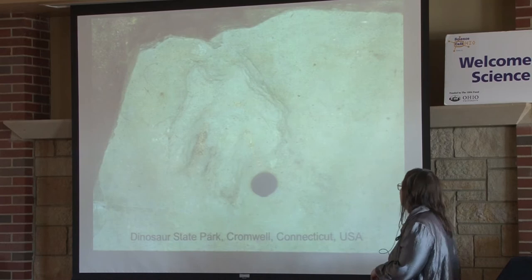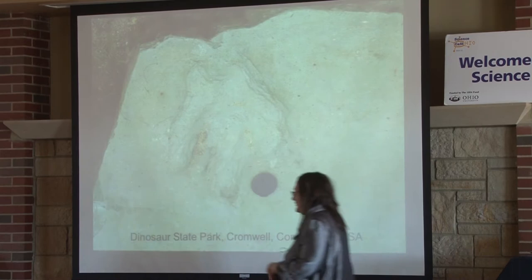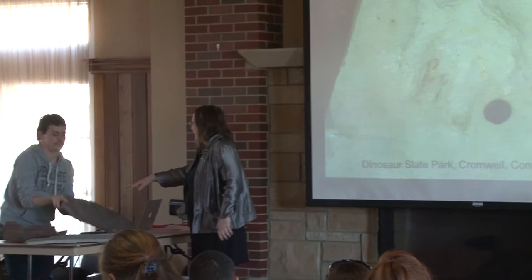Here's a picture of one of the big ones. That's a lens cap from a camera for scale. So these can be pretty big. I have a small one here. It looks like a baby print that I found in an outcrop. And my graduate student Alex will show it around. Okay. As you can see, it's the bottom of it. Footprint came down. It's the bottom.